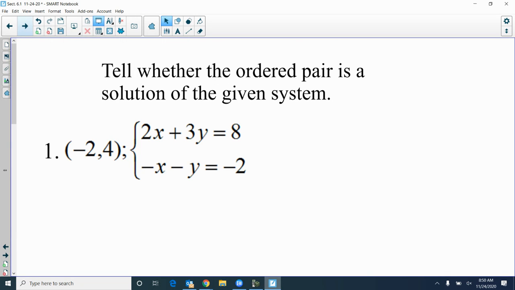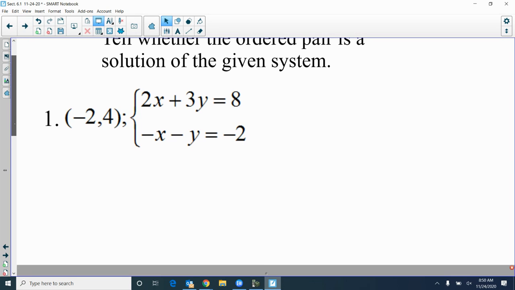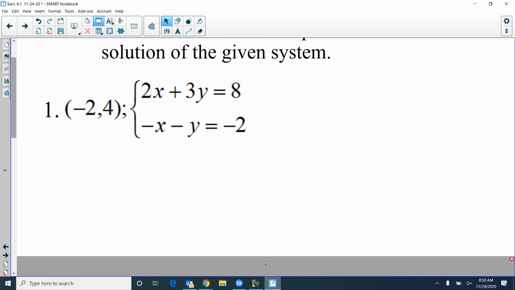Like I said, the first thing is just to be able to take an ordered pair and say, yes, it is a solution, or no, it's not a solution. All you do is plug it into both equations and see if it works for both of them. If it works for both of them, then we call it a solution. If it only works for one or it doesn't work for either, then it's not a solution.